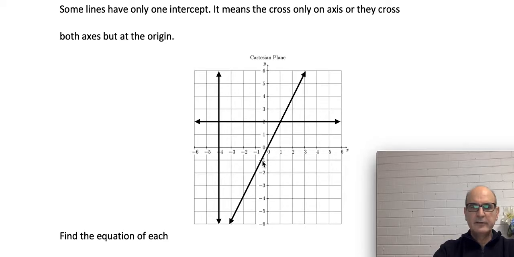And this is the third line with one intercept. This time it crosses both axes, but only at the origin. So that means it still has only one intercept, even if it crosses both axes, because it happens only at the origin. These are examples of lines with only one intercept.